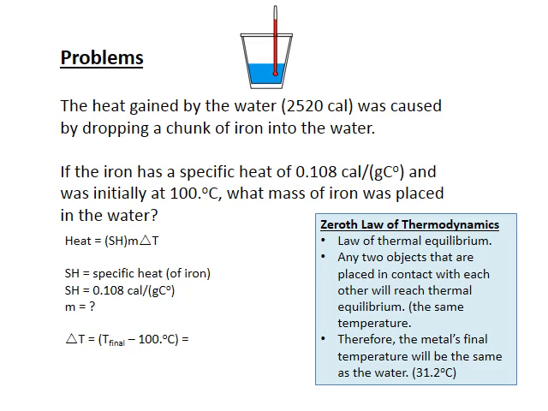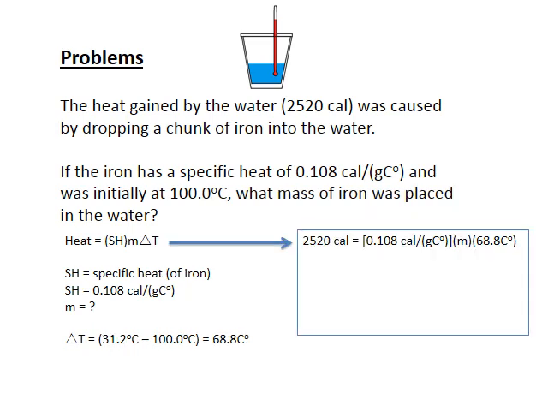It basically states that when any two objects or substances are placed in contact with one another, they're going to reach thermal equilibrium, or in other words, the same temperature. So therefore, if the water reached a final temperature of 31.2 degrees Celsius, then so did the iron that was dropped into it. So now I know the temperature change. It was 68.8 degrees Celsius. Final minus initial, technically it's a minus sign, but we're really only going to work with magnitudes here, and then kind of do our finger pointing to decide whether heat was lost or gained.